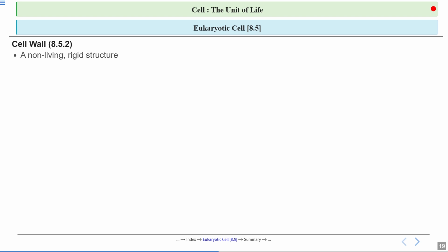Next is the cell wall. The cell wall is a non-living rigid structure. It forms an outer covering for the plasma membrane of fungi and plants. So the cell wall is present in fungi and plants only, and it is outside the plasma membrane. In fungi, the cell wall is made up of chitin. In plants, the cell wall is made up of cellulose.